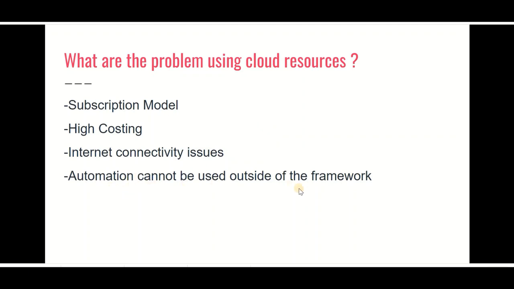And automation cannot be used outside of the framework if you specifically use any cloud resource, like BrowserStack, just to give you an example. So you cannot use it outside the framework. Those are the limitations or problems when you use cloud resources, even though they have lots of benefits. If you don't have a number of real mobile devices, or if you need to run on multiple operating systems and multiple browsers, cloud resources are a great option to give you better coverage of different operating systems and different mobiles at the same time, or parallel testing.